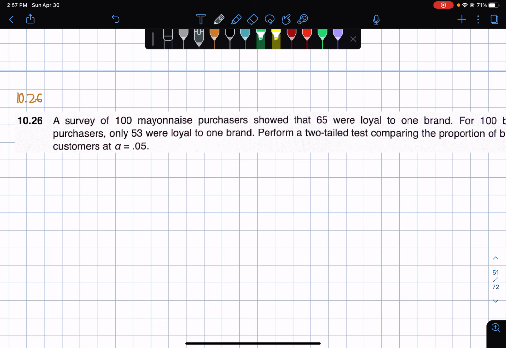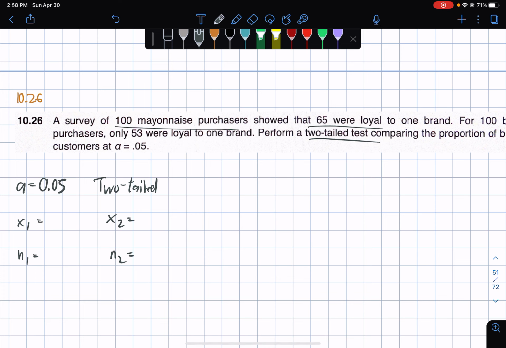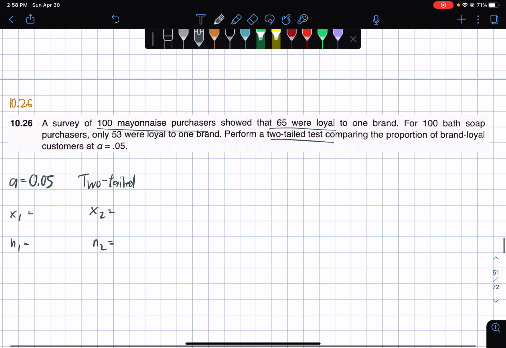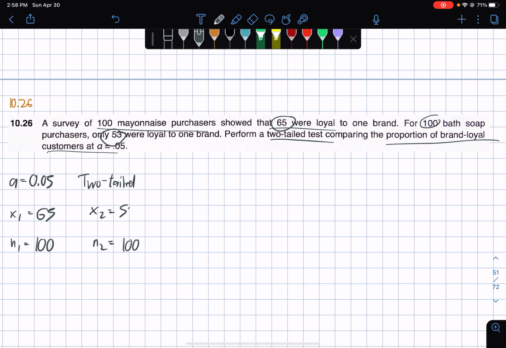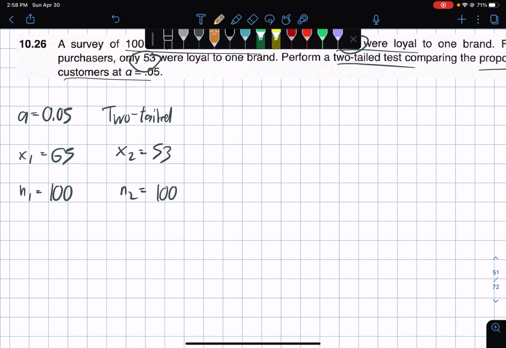Again, for the test statistic for the equality of two proportions, we have x1, n1, x2, and n2, and we identify this as a two-tailed test. Alpha is 0.05. A survey of 100 showed that 65 were loyal to one brand. Comparing the proportion of brand loyal customers is 0.05. So this is the success. The 100 is the sample size, and another 100 samples had 53 loyal to one brand. That's for x2.